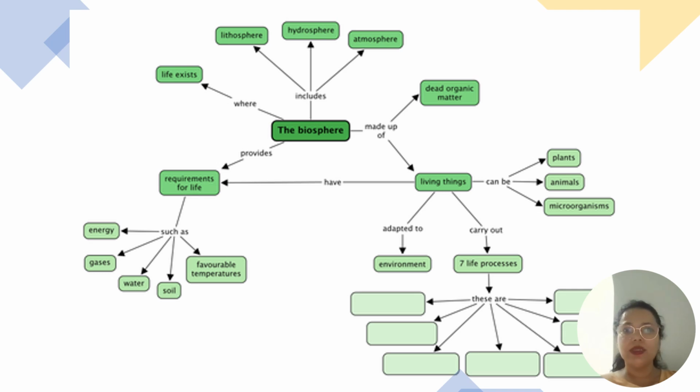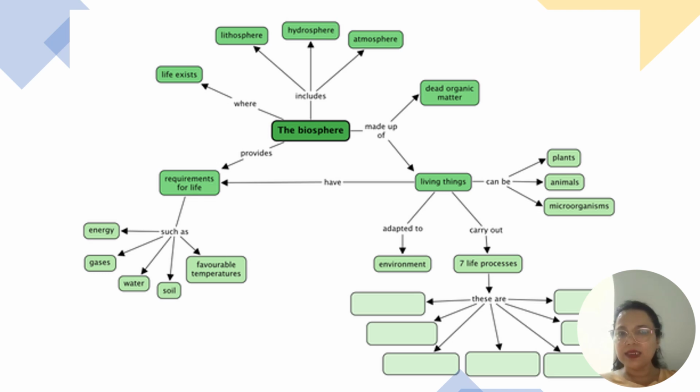It's very easy to learn through a mind map. So we look here, we see what is the biosphere at the center. It includes the lithosphere, the hydrosphere, the atmosphere. The biosphere is where life exists. It is made up of dead organic matter and living things. Then we say that the living things are basically plants, animals, and microorganisms.